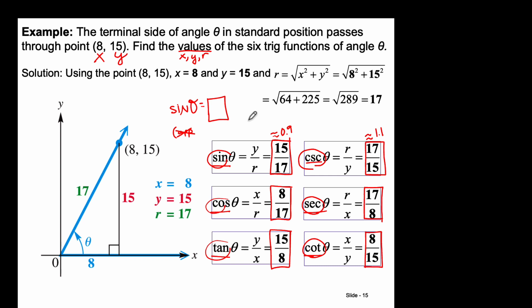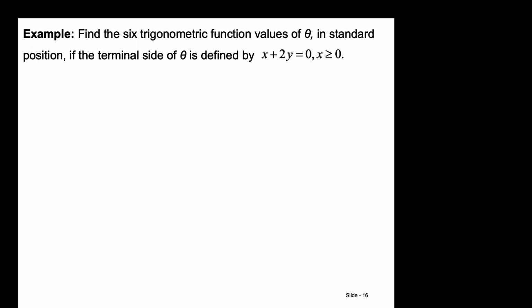We're going to do one more slide before we go to the homework. Example: find the 6 trigonometric function values of theta in standard position if the terminal side of theta is defined by x plus 2y equals 0 and x is greater than or equal to 0. Okay, we know that to find the function values, we need x, we need y, and we need r. But we don't have any of them. We just have the equation of the terminal side.